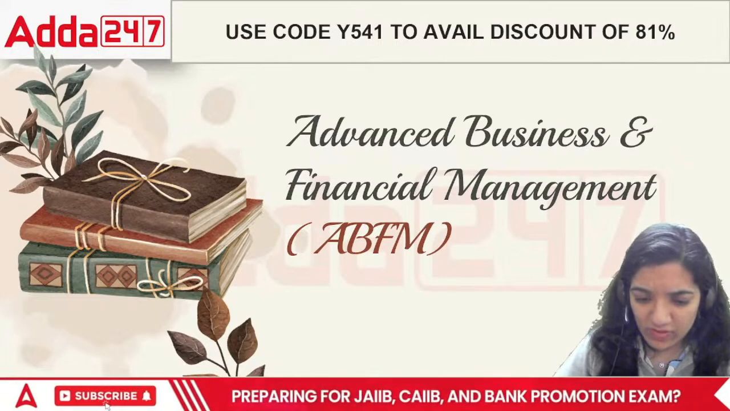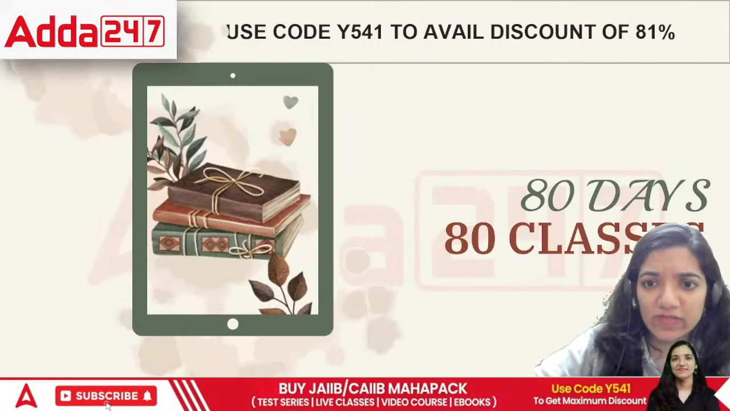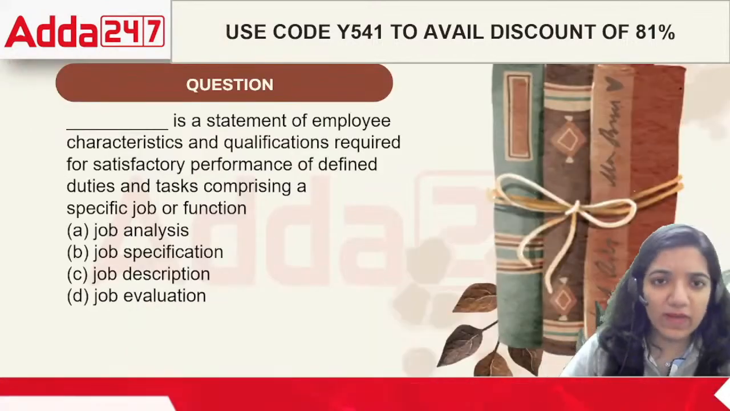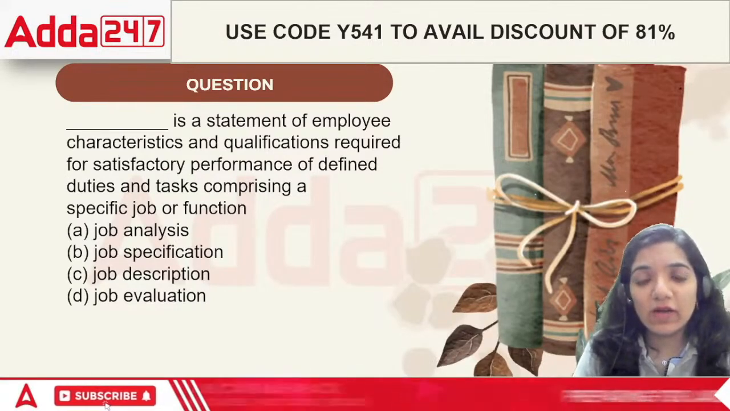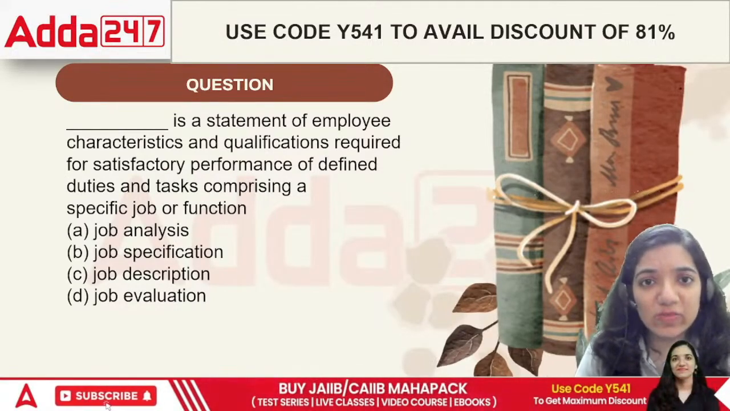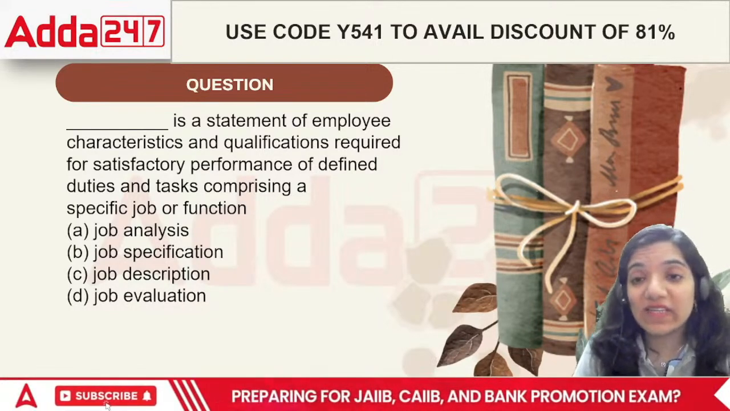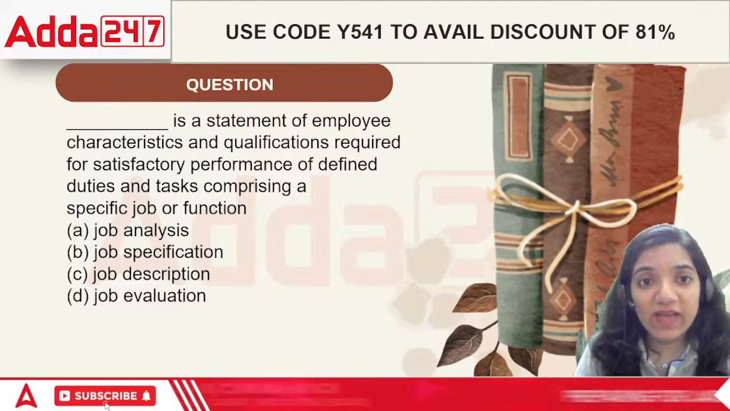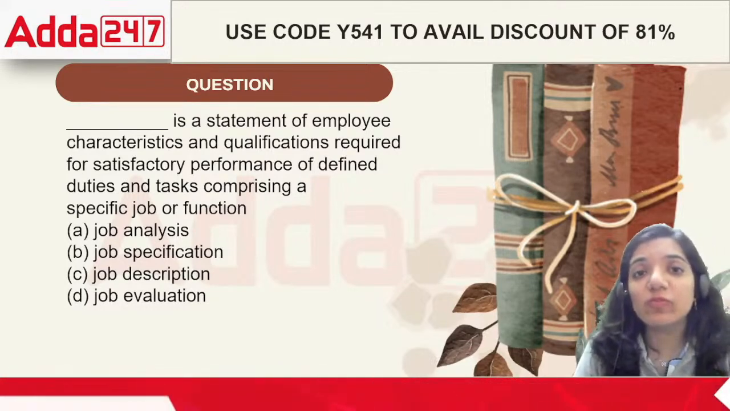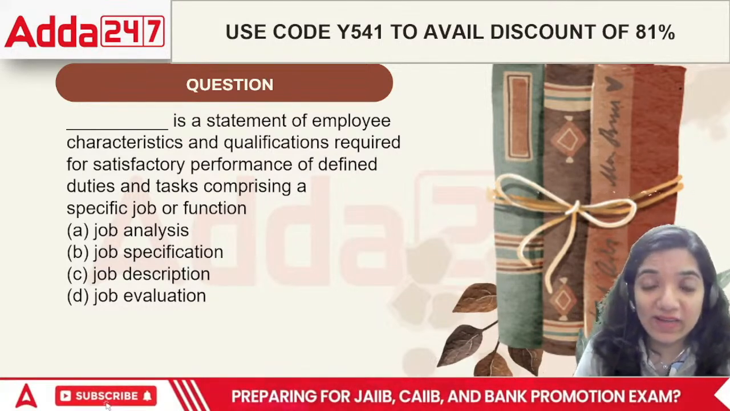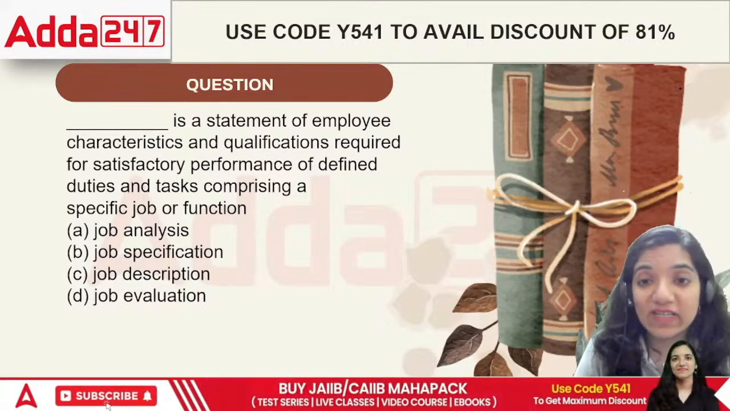What are we going to talk about? Last class, we were dealing with various questions regarding module A. So, continuing with module A today, the first question says that dash is a statement of employee characteristics and qualifications required for satisfactory performance of defined duties and tasks comprising a specific job or function. You'll have to provide the statement of employee characteristics. What are the employee characteristics and the qualifications that are required for satisfactory performance?